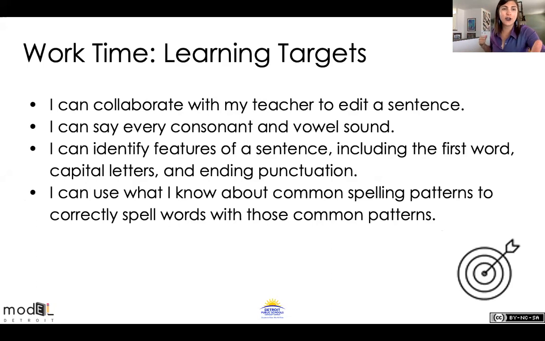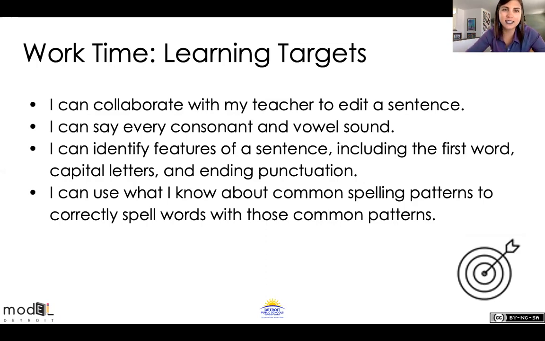Let's take a look at the third bullet point. I can identify features of a sentence, including the first word, capital letters, and ending punctuation. Last bullet point, the fourth bullet point. I can use what I know about common spelling patterns to correctly spell words with those common patterns.